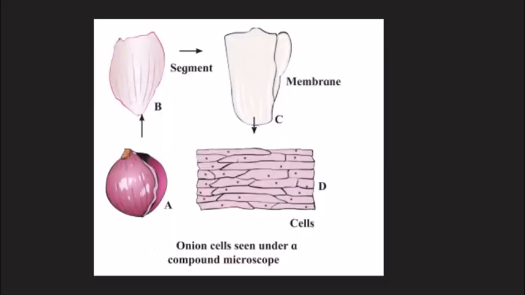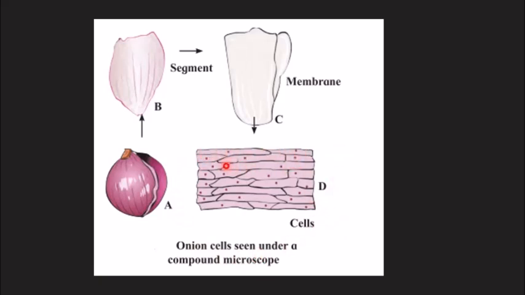Now we can even observe onion cells under the microscope. For this we have to separate the thin skin from its concave surface with the help of forceps, and place it on a glass slide. We can also add a few drops of water and a stain, either iodine or eosin, so that it gives color and we can actually see the cells. Then when we observe under the microscope, we will see many compartments. Here in part D, you can see many compartments, and each of these compartments is one cell.